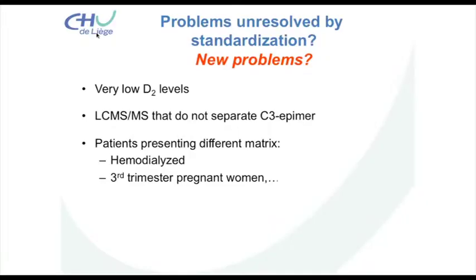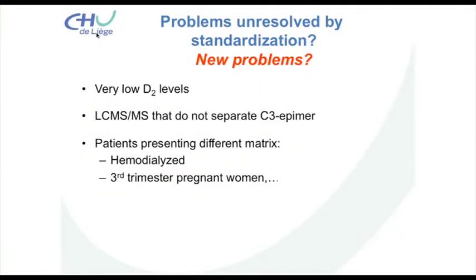When you look at the vitamin D2 here, you've got absolutely no D2 in those samples. So there will be a standardization of D3, but not of vitamin D2. This is something that should be resolved, but this problem of D2 will not be resolved. There are lots of users who, when they are running tandem mass spectrometry, do not separate the C3 epimer. So this remains a problem, because this C3 epimer, which is probably not active, is considered by tandem mass spectrometry users as vitamin D, 25-hydroxyvitamin D.